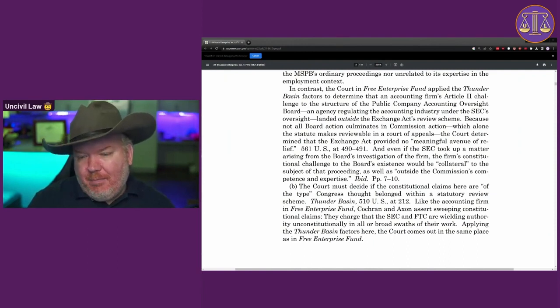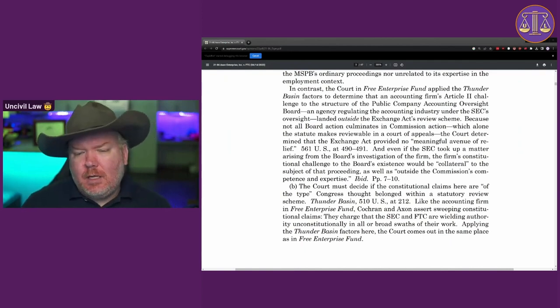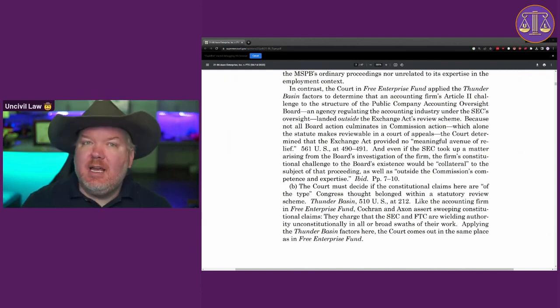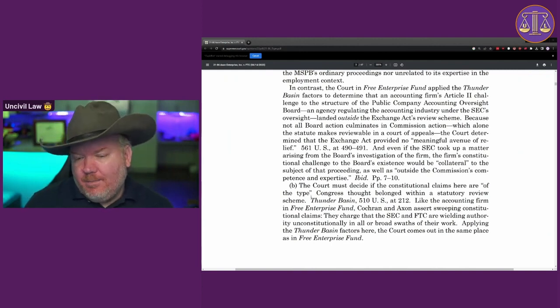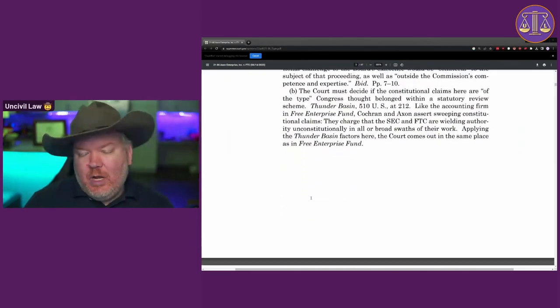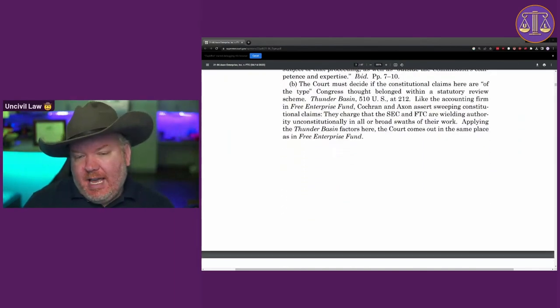And even if the SEC took up the matter, the firm's constitutional challenge would be collateral because it's outside their expertise. So, which of these categories are we in? Are we in Merit System Protection Board, where you're challenging being fired? And so we're within the MSPB's experience. Are we outside their experience? And so we should go to federal court first. So the court must decide which category we're in this case. Like the accounting firm case, Cochran and Axon assert sweeping constitutional claims.